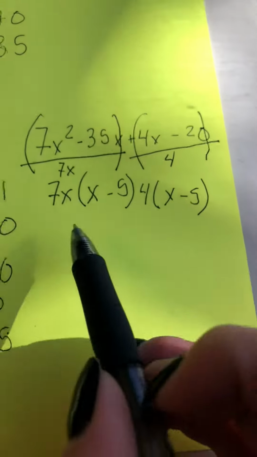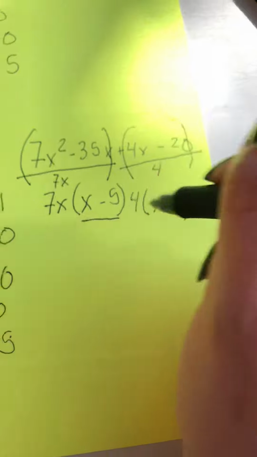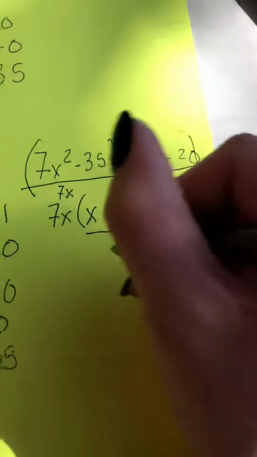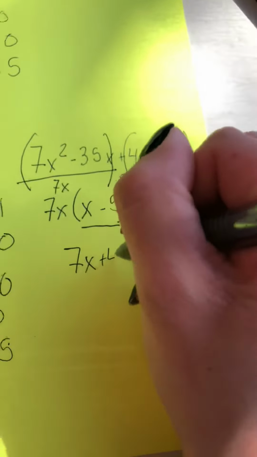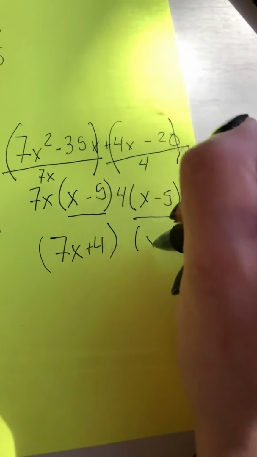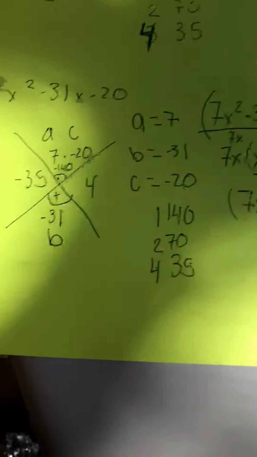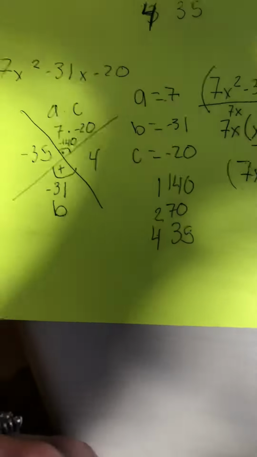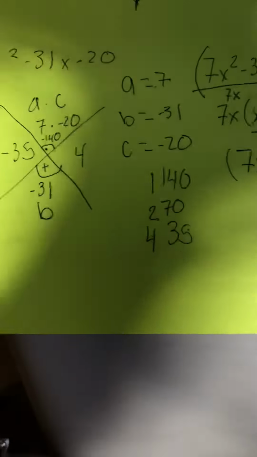In this step, this is when I know I did this correct because my 2 parentheticals are the same. And then I end up with 7x plus 4 and x minus 5. So there was an example of a is greater than 1. Now you can go ahead and work on the rest of your factoring.